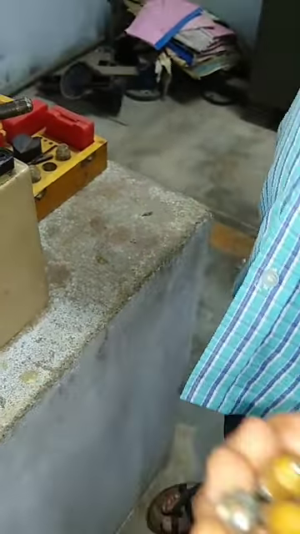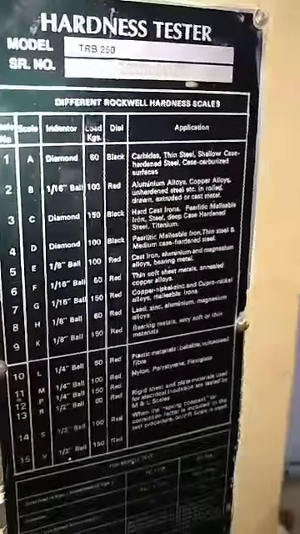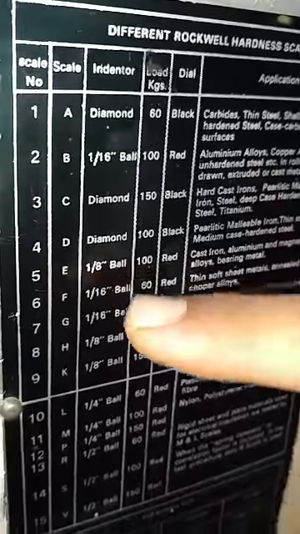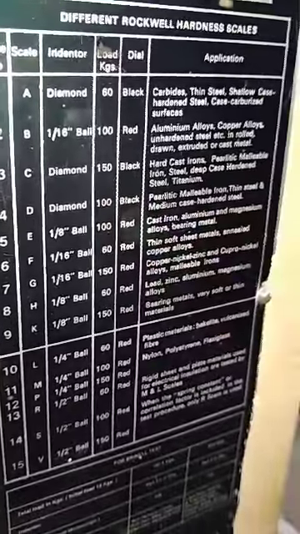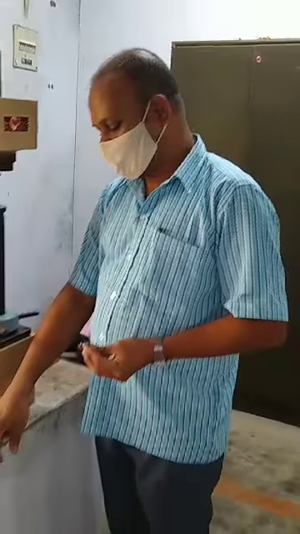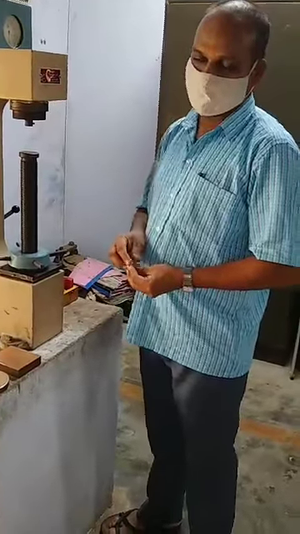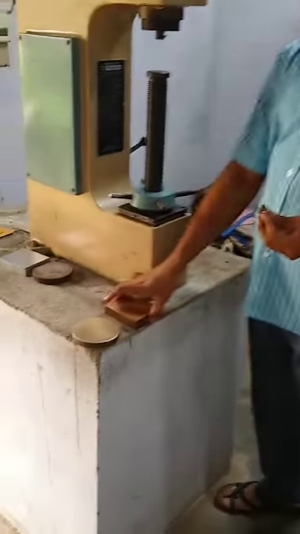We also have the hardness scale, which is given on the machine itself. Against the materials given here in the list, we can choose the scale, indenter, and also the load to be applied, and also the dial on which we have to note down the readings. In this we have two types of materials, one is copper and another is brass. We know brass is somewhat harder than copper because an alloy material is always harder than the parent material. So I want to test today the hardness of the two materials.